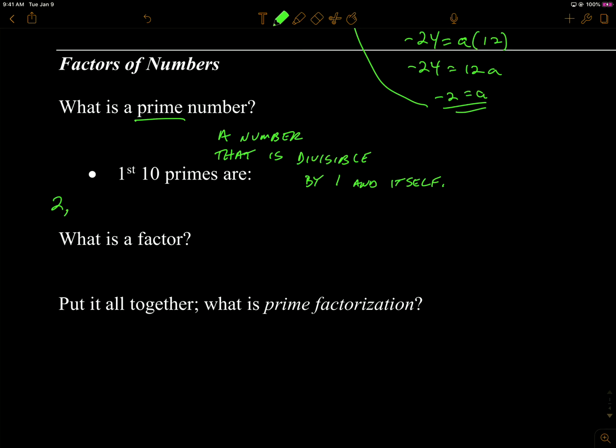2 is divisible by 1 and 2 only. 3 is divisible by 1 and 3 only. 4 is divisible by 1, 2, and 4, so 4 is not in there. 5 is divisible by 1 and 5 only. 6 is divisible by 2 and 3. 7 is divisible by 1 and itself only, 1 and 7 are the only factors. 8 I can divide by 2, 4. 9 I can divide by 3. 10 I can divide by 2 and 5. So none of those are prime.